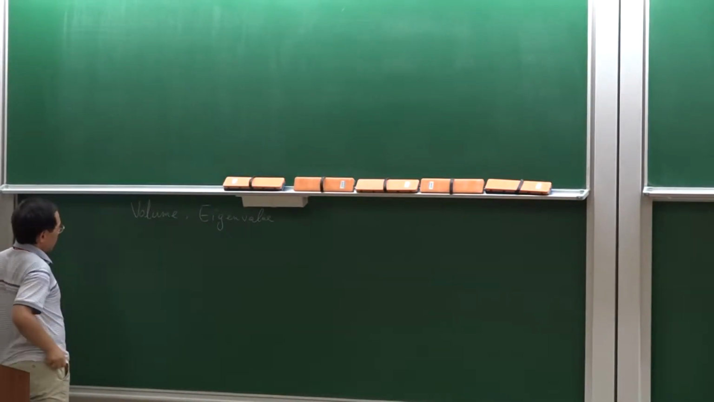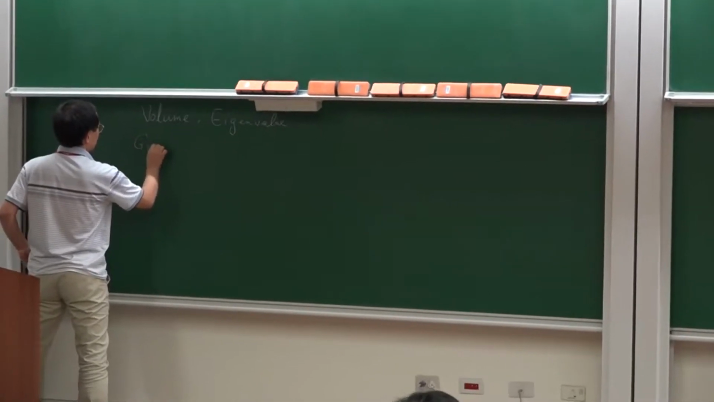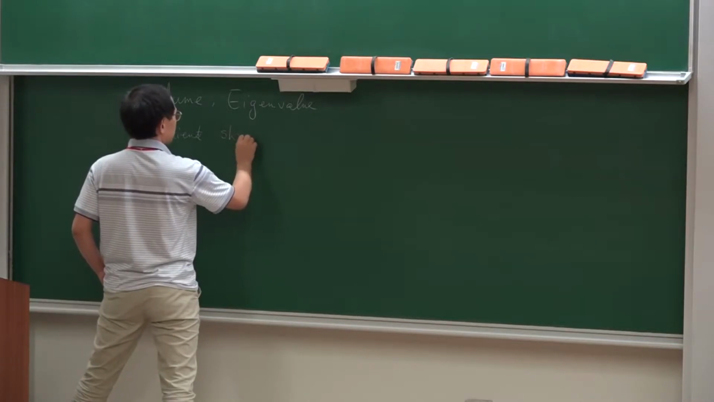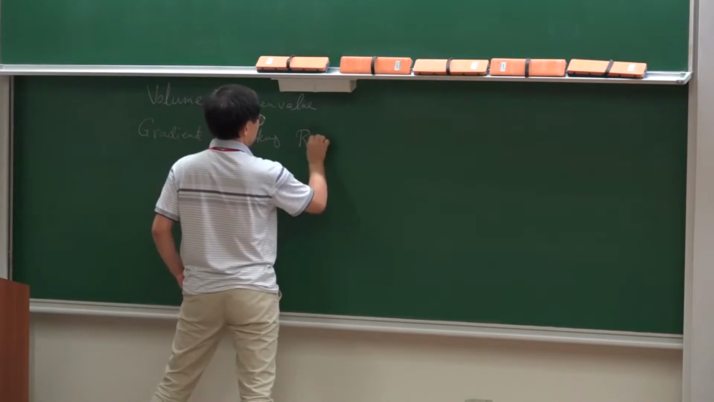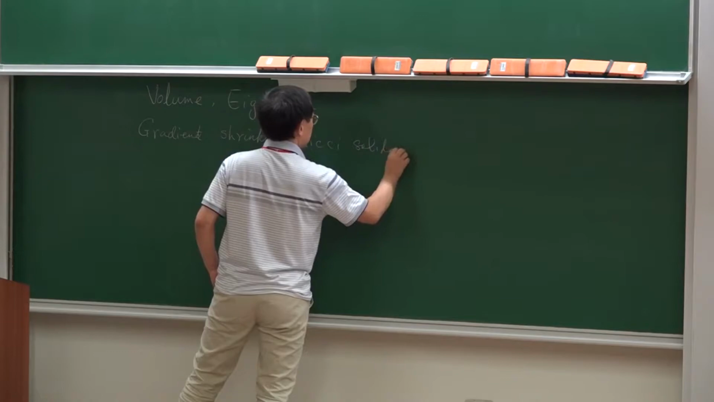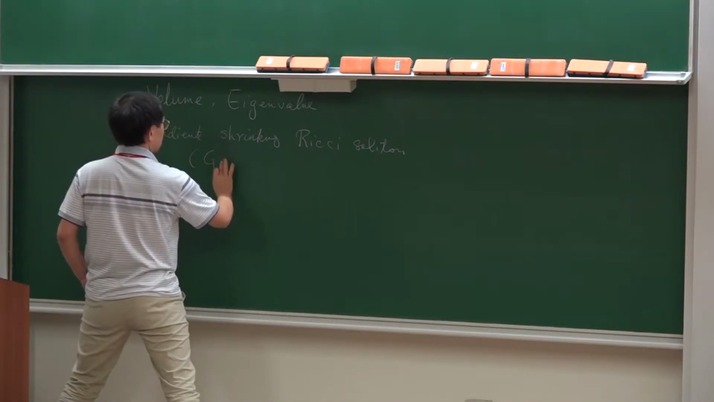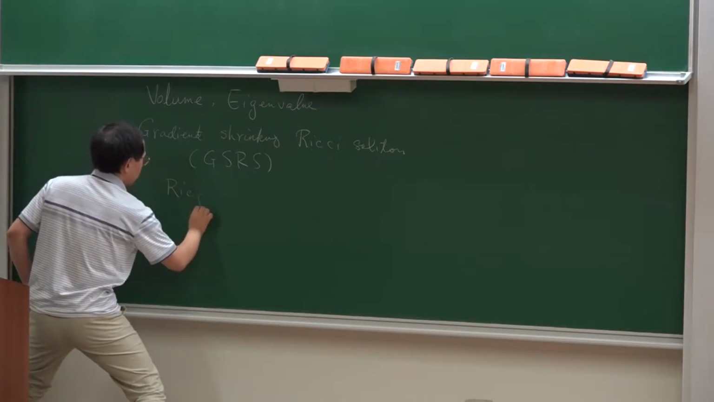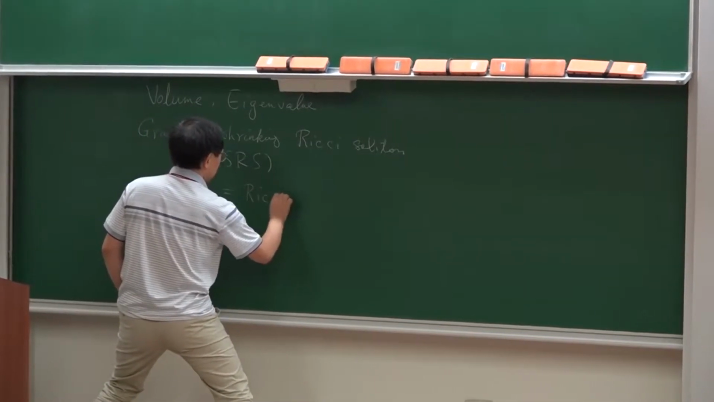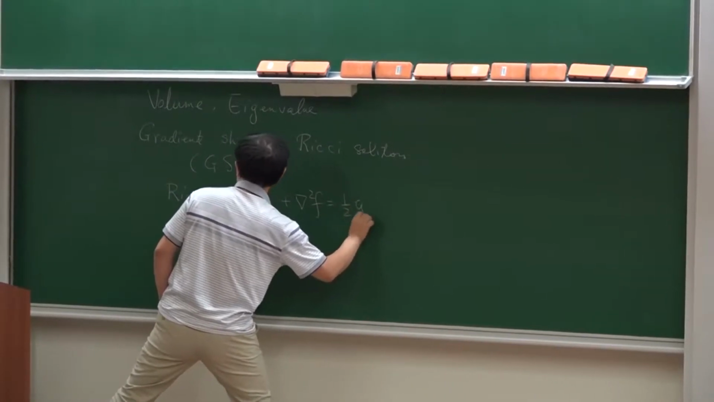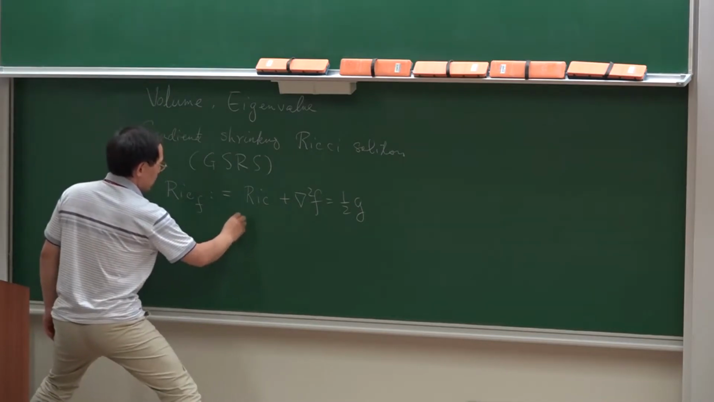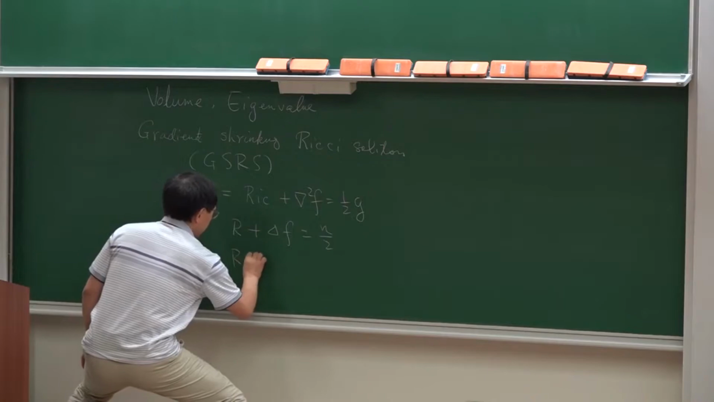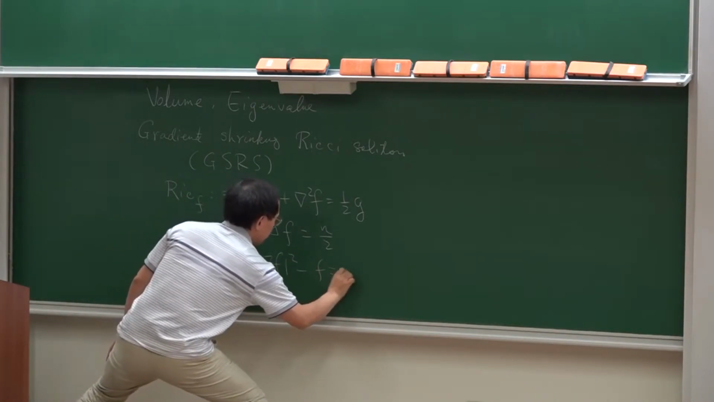When we first look at the gradient shrinking Ricci soliton, later I will just call it GSRS. Usually I just normalize it, so Ricci plus Hessian f equals 1/2 g, and we can normalize it as this.